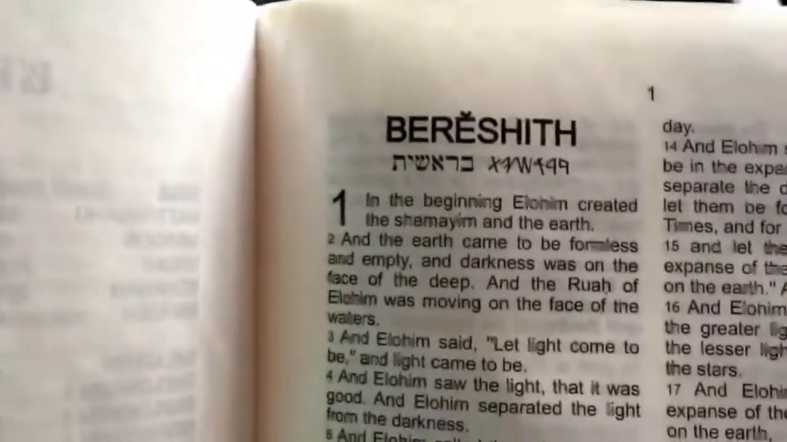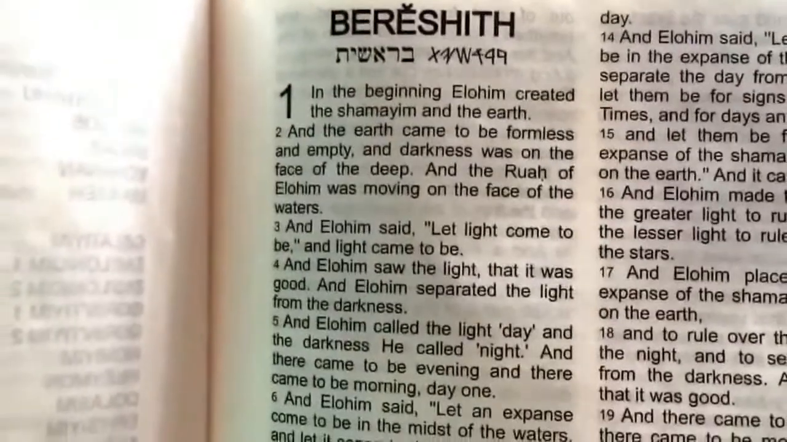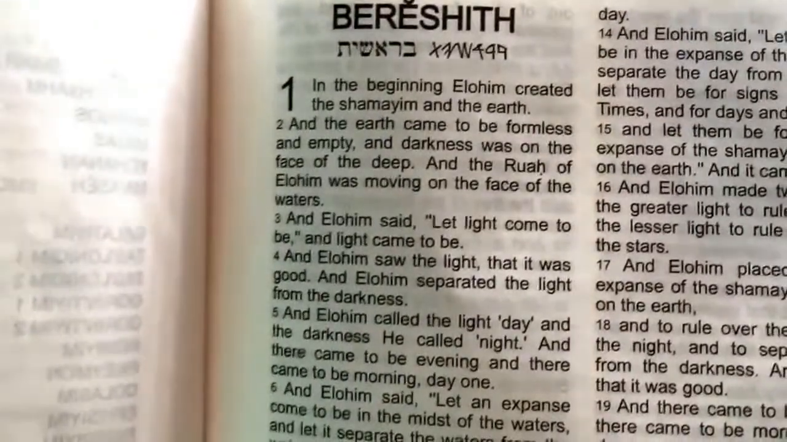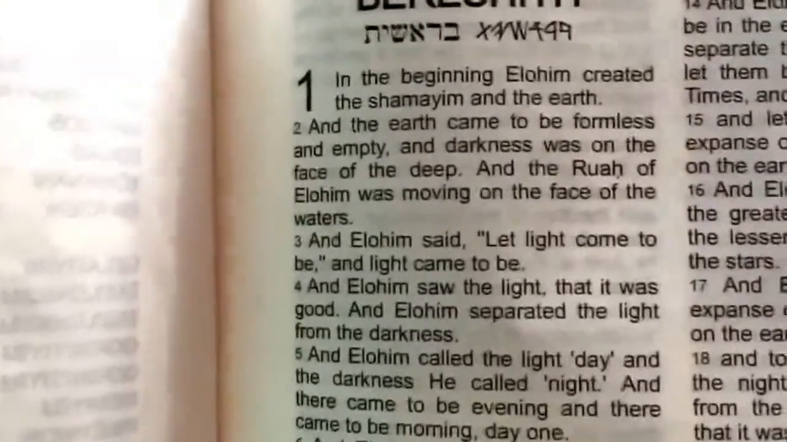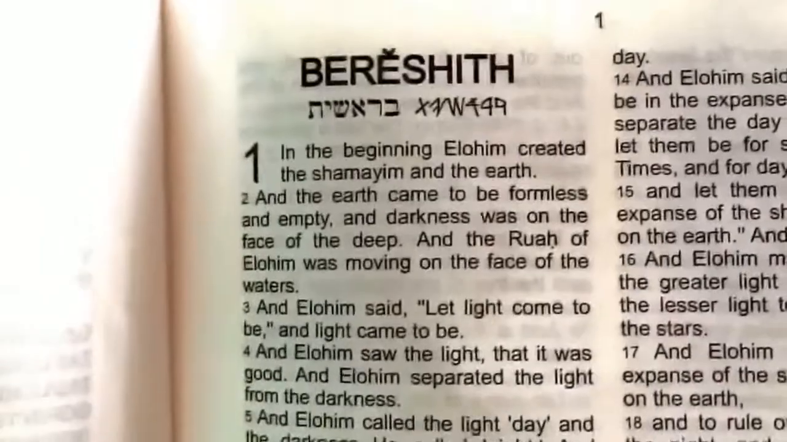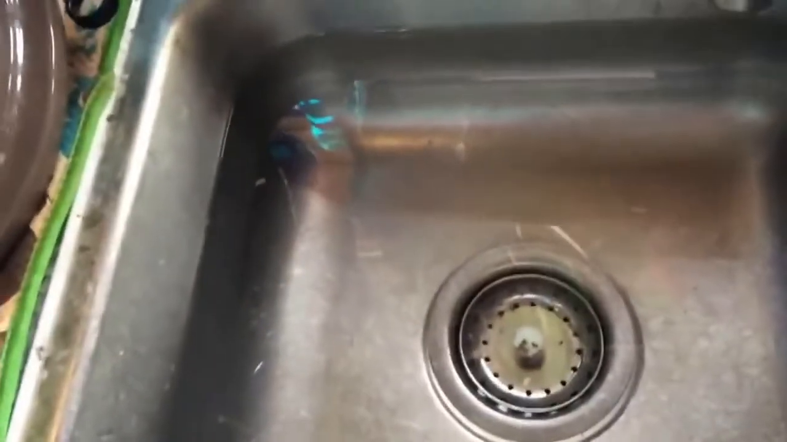In the beginning, and we're going to read 18 verses, and we'll read it real quick, so just bear with me. In the beginning, Elohim created the Shemayim and the earth. So he created the literal heaven, and he created the earth. Now, following this on down, he explains how he done it. And the earth came to be formless and empty, and darkness was on the face of the deep. Let's look at the deep.